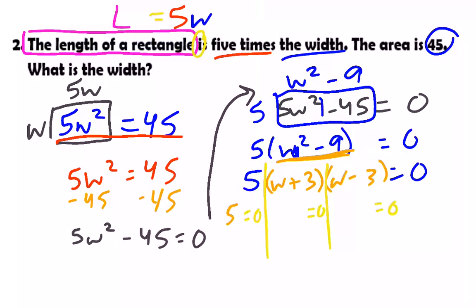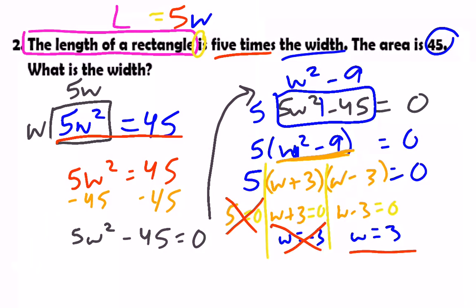I got to write really tiny for this one. 5 equals 0, w plus 3 equals 0, w minus 3 equals 0. But does 5 equal 0? No. Then I'm going to get w equals negative 3 once I subtract, and w equals positive 3. Which of those makes sense? Well, it's not the negative because I can't have a negative width.